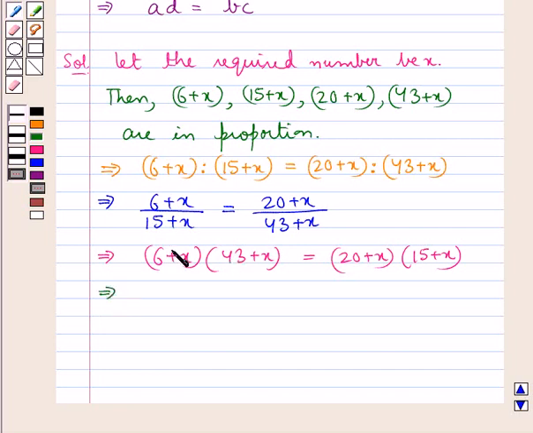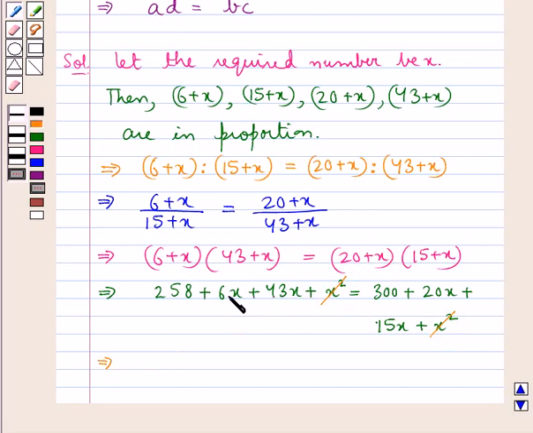This gives us 43 multiplied by 6 is 258 plus 6 multiplied by x is 6x plus 43 multiplied by x is 43x plus x multiplied by x is x square is equal to 20 multiplied by 15, which is 300, plus 20 multiplied by x is 20x, plus 15 multiplied by x is 15x, plus x multiplied by x is x square. Now x square cancels with x square. So further we have 43x plus 6x is 49x plus 258 is equal to 20x plus 15x is 35x plus 300.